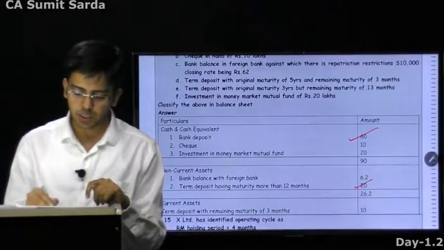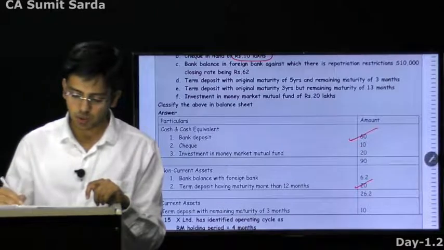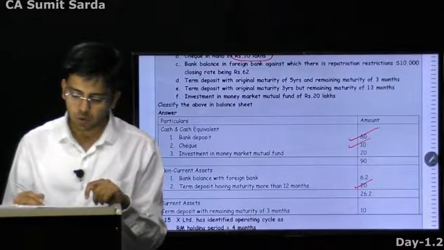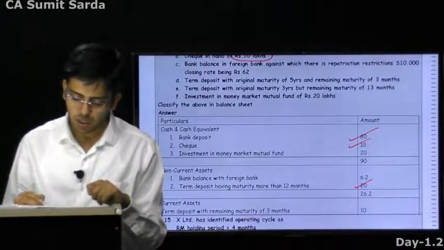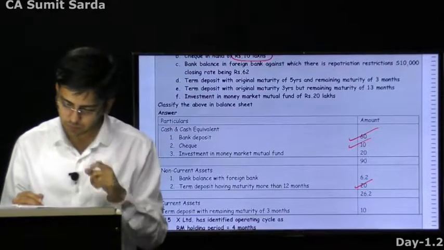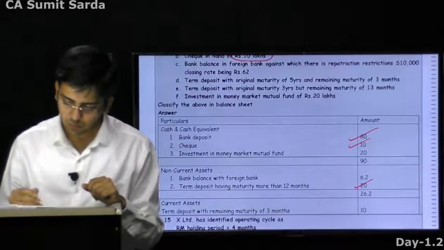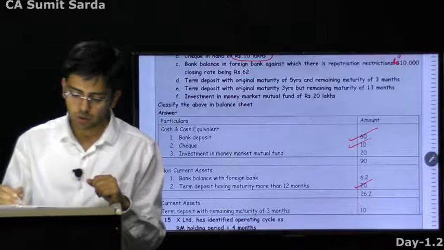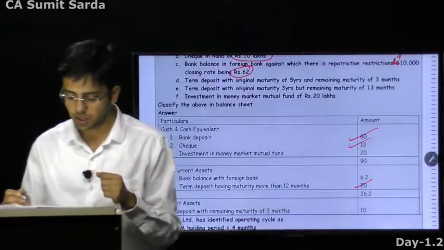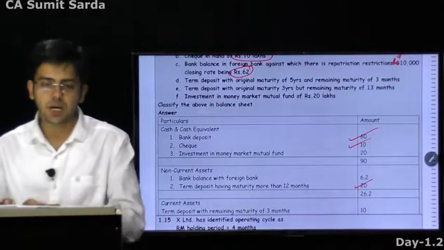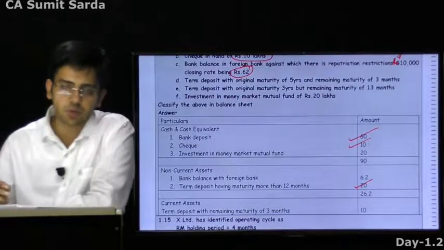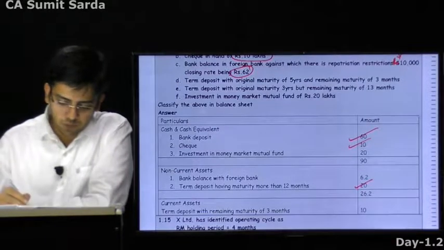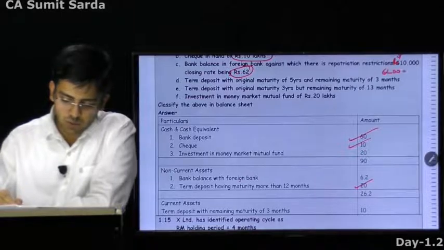Let's look at another aspect. Cheques in hand 10 lakh is considered to be cash and cash equivalent. Bank balance in a foreign bank where there are repatriation restrictions, $10,000, closing rate 62. Now there is a repatriation restriction. The question doesn't say when the restriction will be removed. So in general, I'll assume it to be non-current. So 6,20,000 is considered to be non-current.